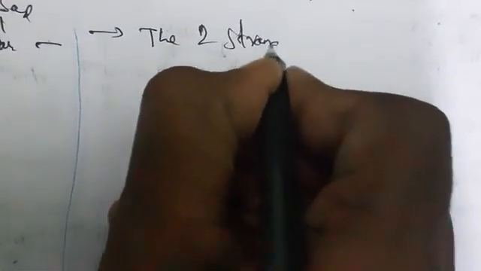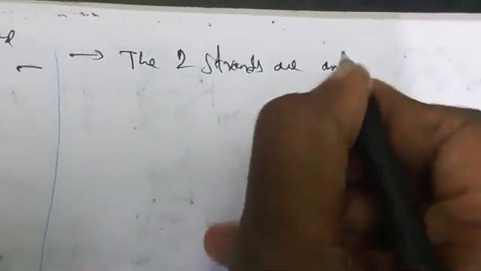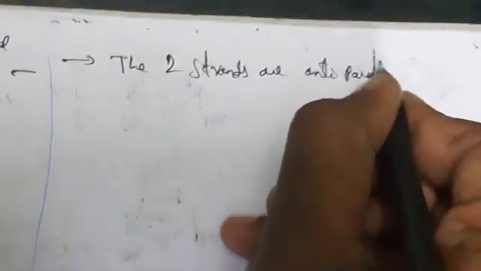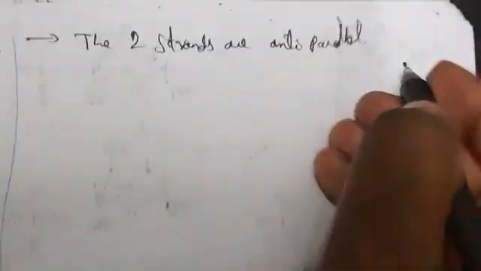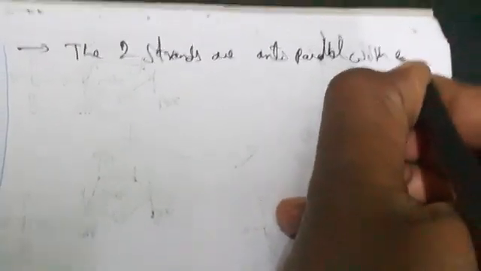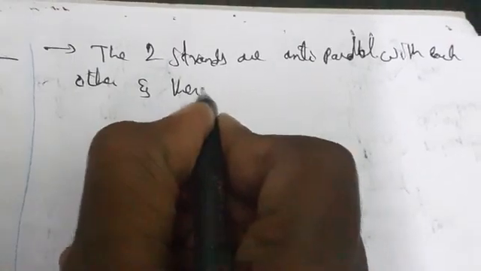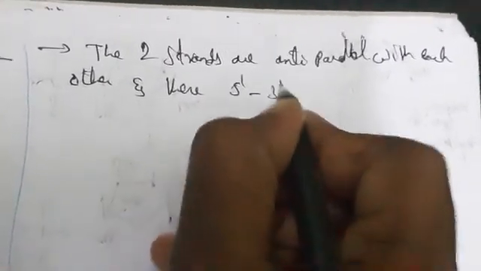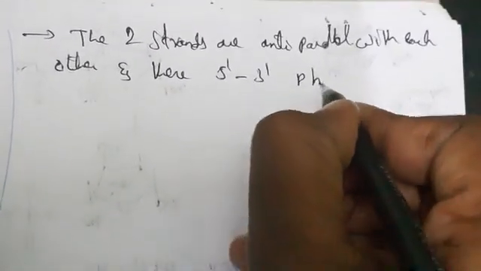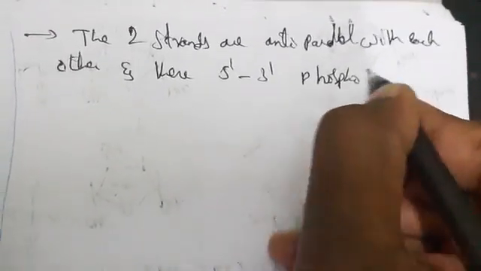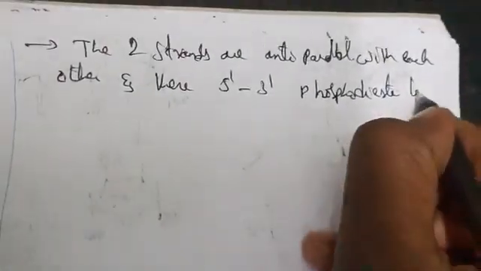I'll show you the structure. One more thing we can say here: the two strands are anti-parallel with each other, and their 5'-3' phosphodiester linkages run in opposite directions.